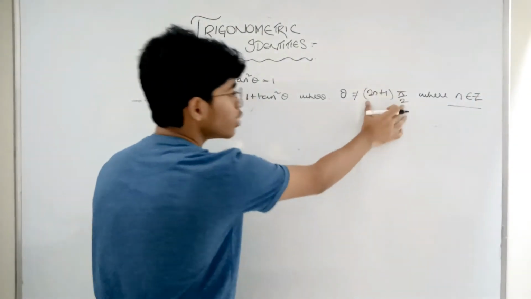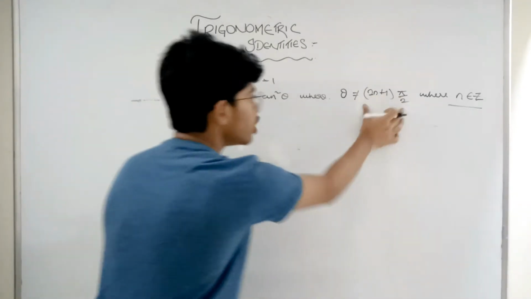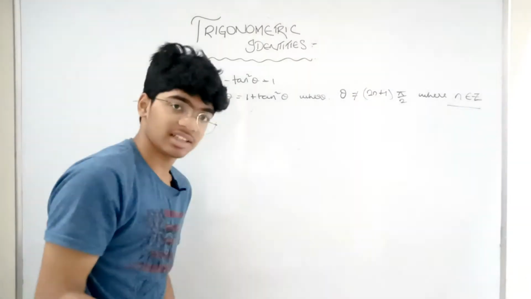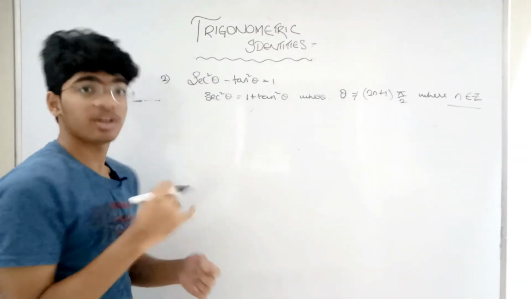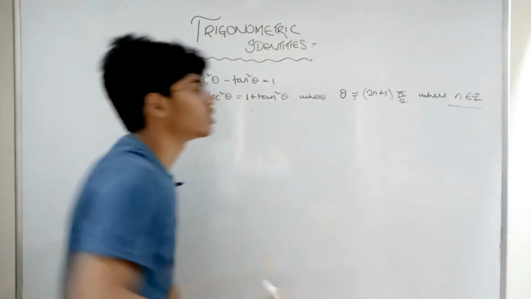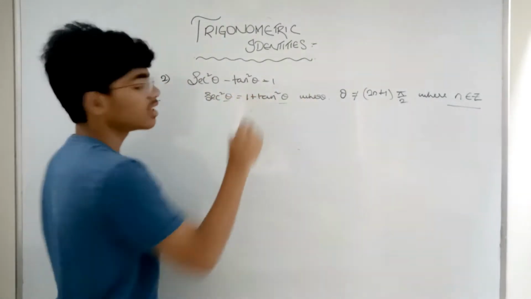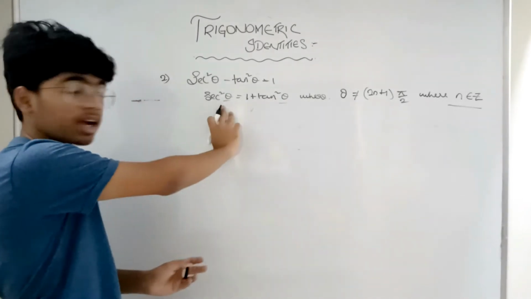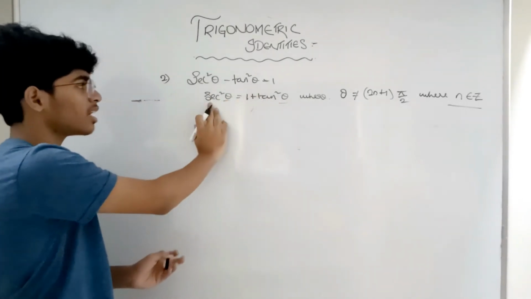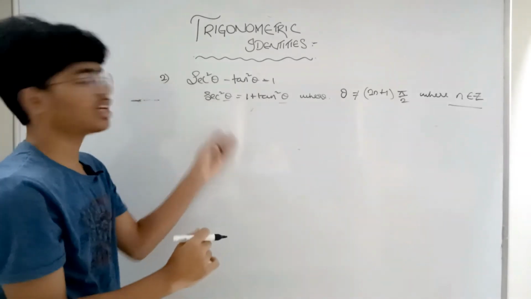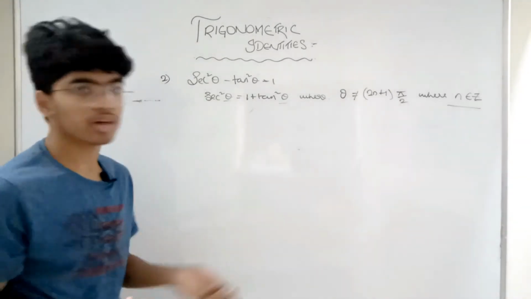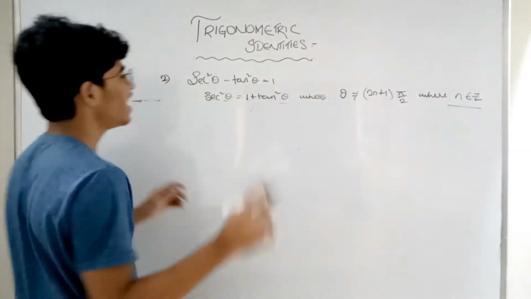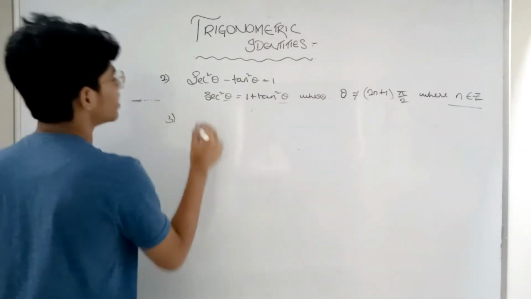Now what does 2n plus 1 into pi by 2 represent? It represents the odd multiples of 90: 90, 270, and so on, where theta is not defined for secant and tan. See, tan 90 is not defined, secant 90 is not defined. Next, the third one.